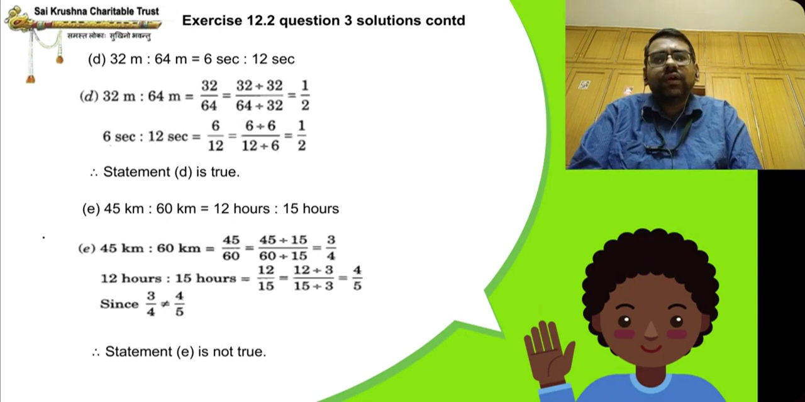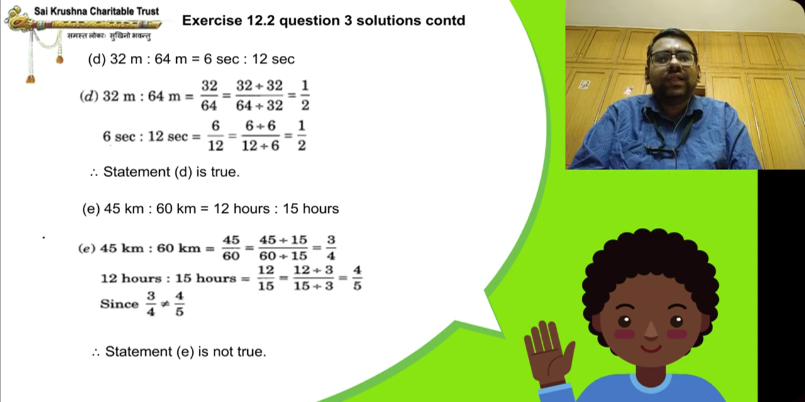D. 32 meter is to 64 meter equal to 6 second is to 12 second. So 32 is to 64 can be written as fraction as 32 by 64. We will divide both 32 and 64 by 32. Why 32? Why not 30? Why not 20? Because 32 is the HCF of 32 and 64. We will get 1 by 2.